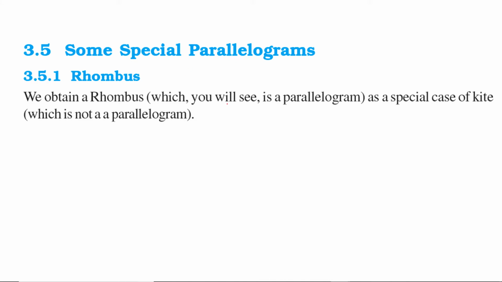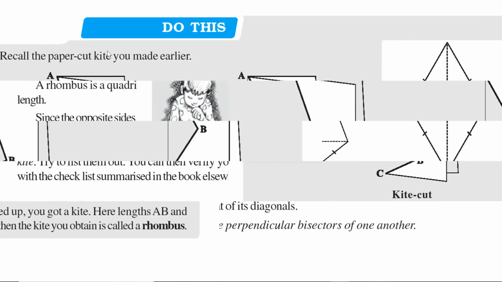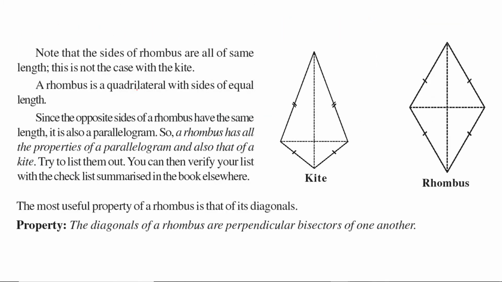There are some special parallelograms, rhombus. So rhombus is a special case of kite. Kite is of course not a parallelogram. So in rhombus, basically it has 4 sides, but all the 4 sides are equal. In kite, the connecting side, or you can say the adjacent consecutive sides, are equal. This is equal to this is equal to this. But in case of rhombus, it is also kind of kite, but all the sides are equal.